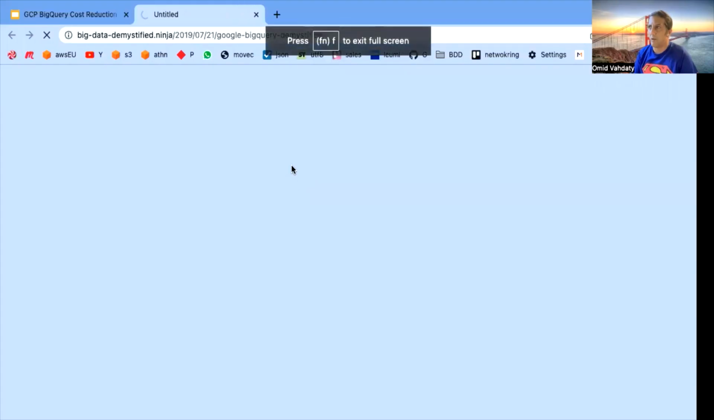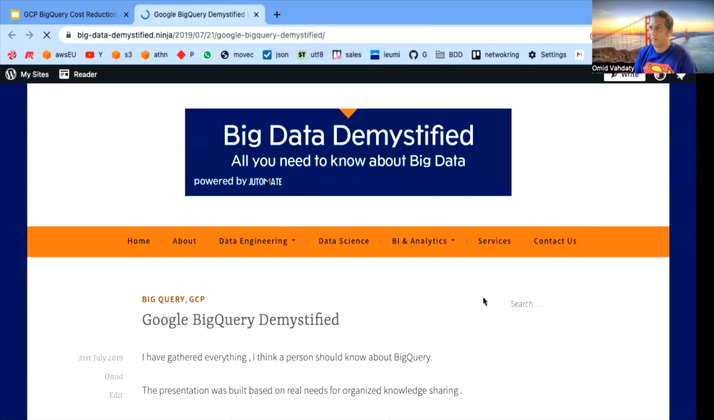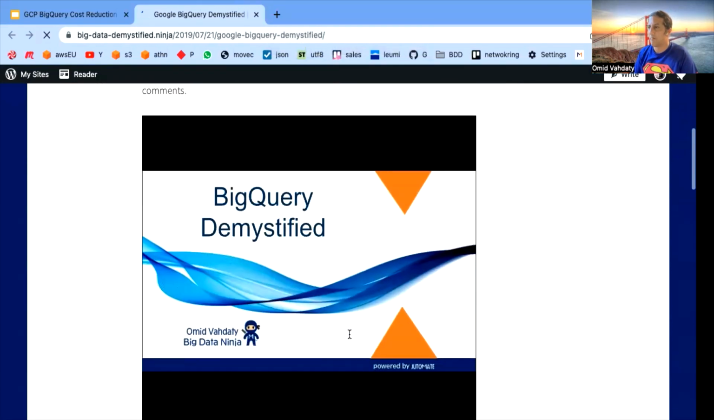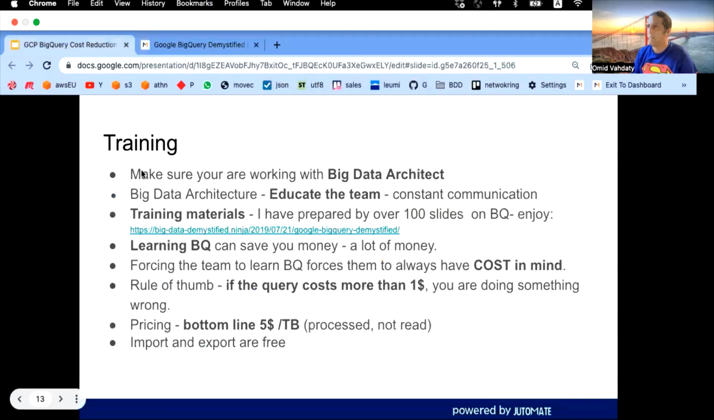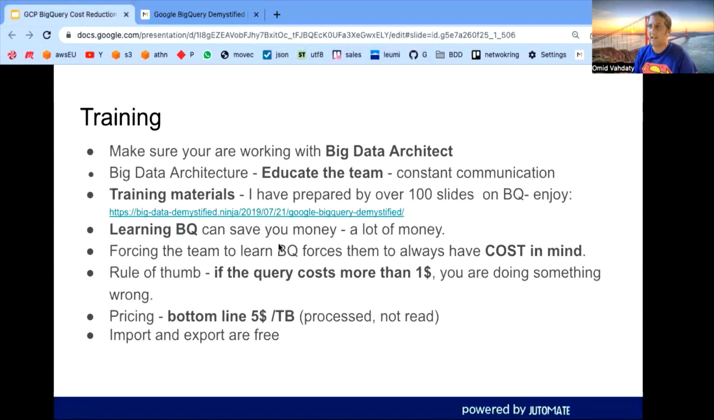I've prepared for you guys very detailed BigQuery slides. It's about 100 slides. You can go over it feature by feature from the ground up. The idea in this lecture is to leverage BigQuery to save money, and lots of it.